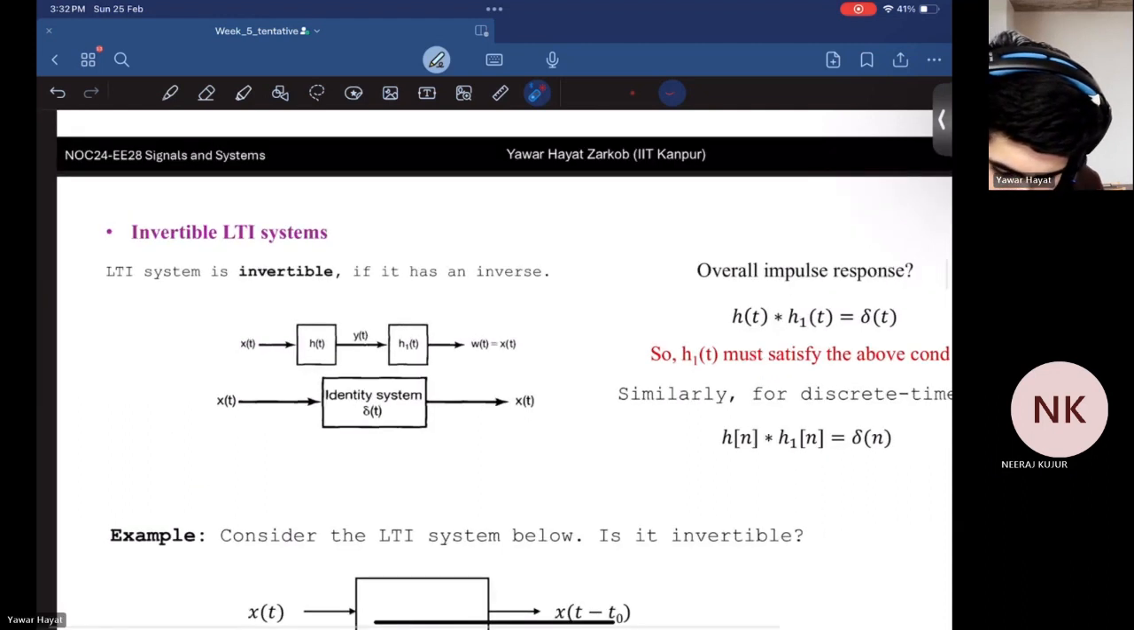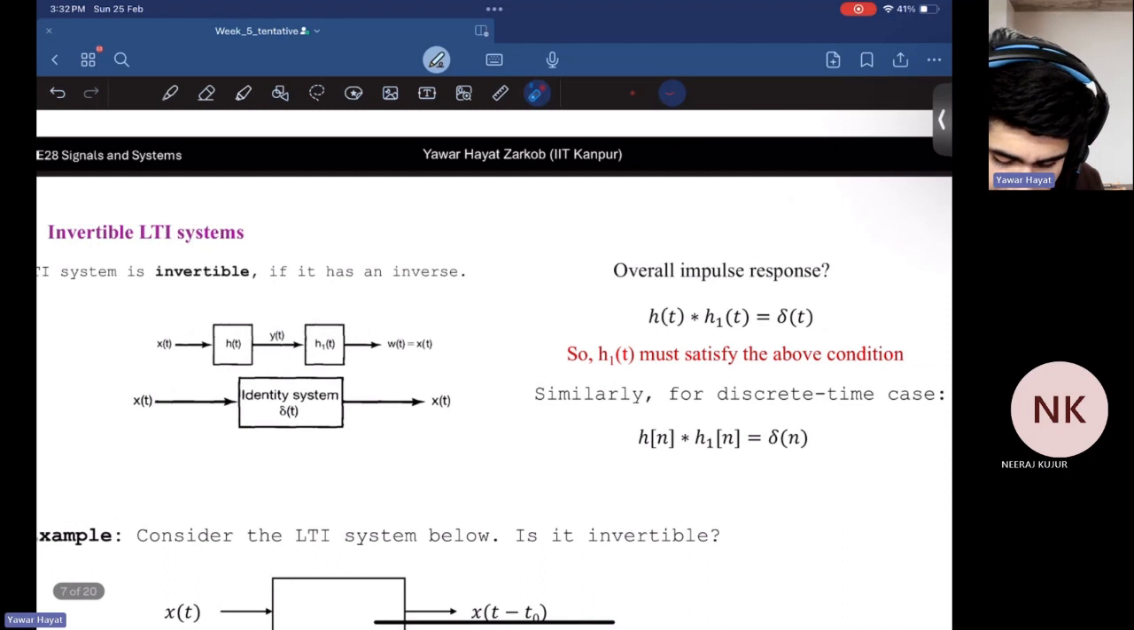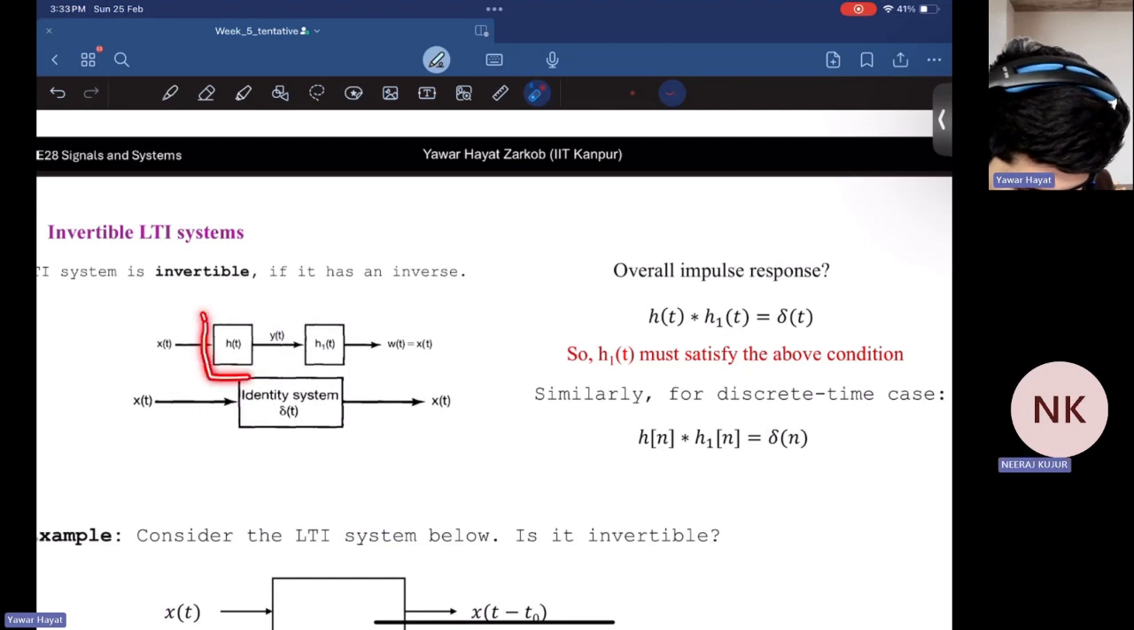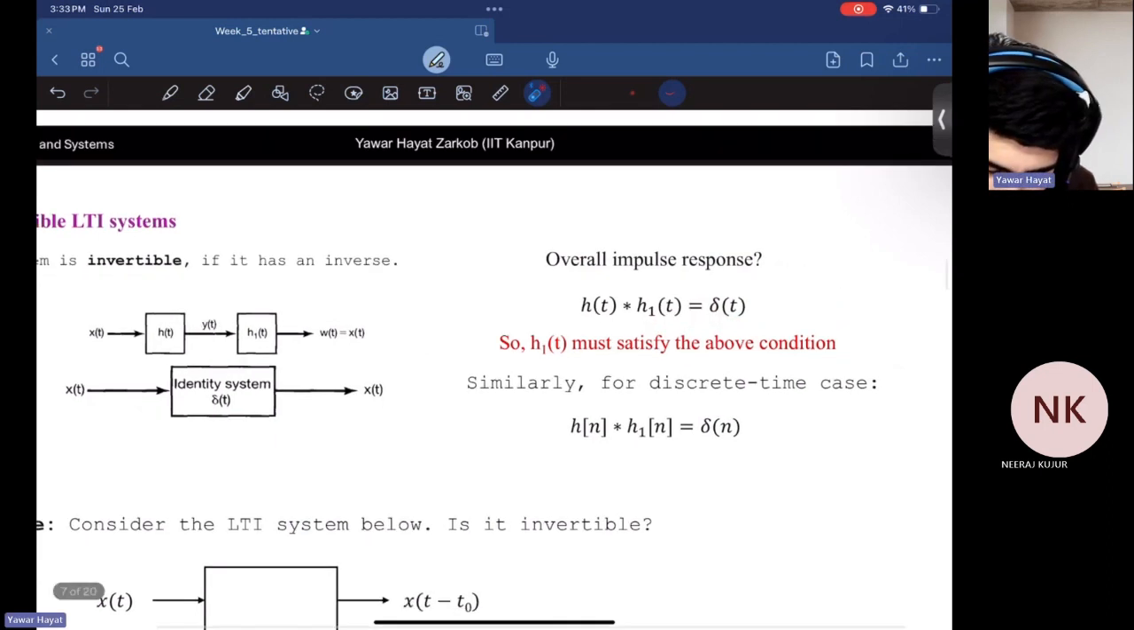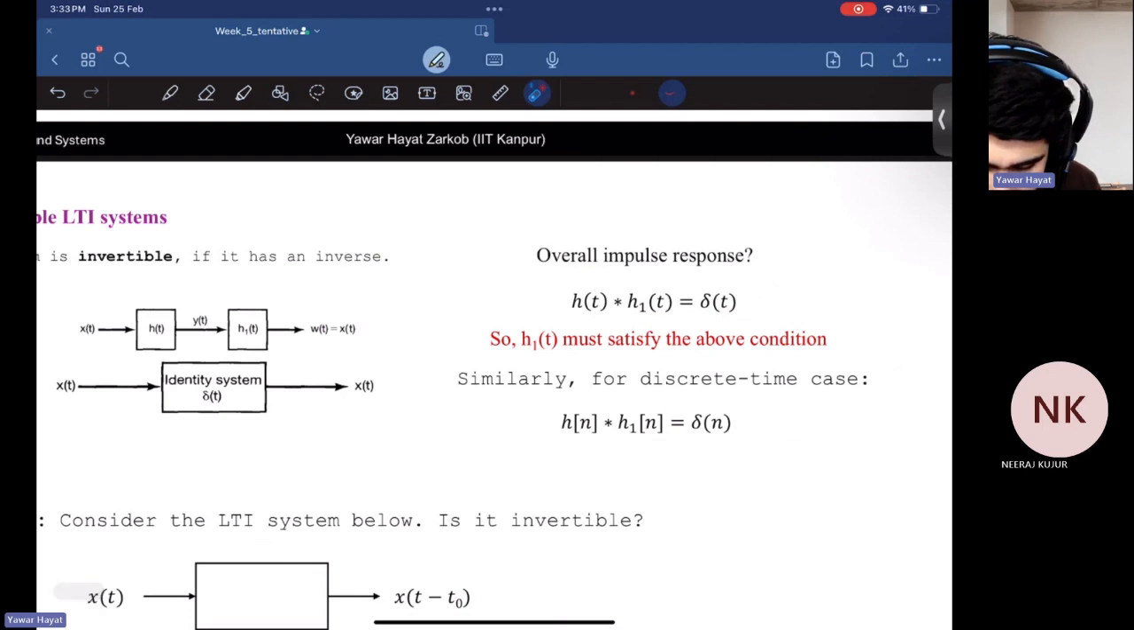So we have the following condition on the impulse response of the inverse LTI system. What is the condition? See, when the systems are cascaded, their impulse responses are convolved, right? So h of t convolved with this h1 of t, this is the convolution operation, is delta of t. Similarly, we'll write for the discrete time case: h of n convolved with h1 of n is delta of n.